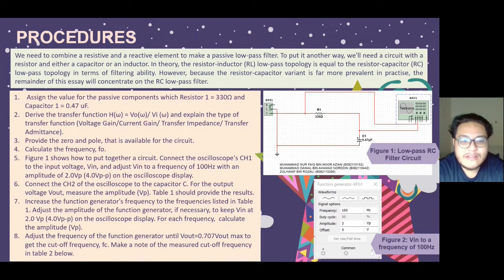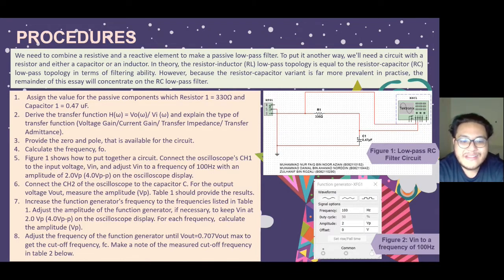The next one is increase the function generator's frequency to the frequencies listed in table 1. Adjust the amplitude of the function generator if necessary to keep V in at 2 V peak, equal to 4 V peak to peak, on the oscilloscope display. For each frequency, calculate the amplitude V peak.